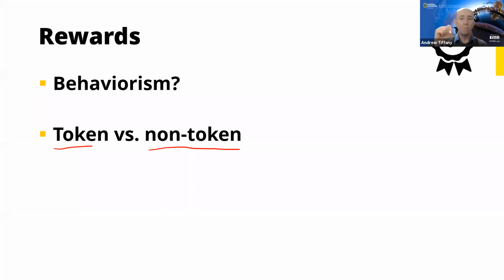A mark in a book or a mark on the board that gives you points can be a token, right? Something that's non-token, give me an example of a non-token reward. So someone's already put in praise. That's good. Yeah, praise. What else? A compliment. Yeah. Stickers. Most people consider stickers a token.